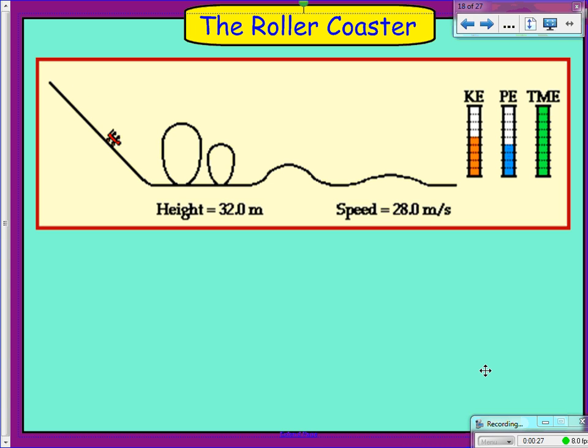If you look at the animation on the screen in front of you, you'll see a very simple example of a roller coaster. As the cart goes through the roller coaster track, I want you to notice some things that are changing. One, right below, you can see the height and the speed is given. But more importantly, I want you to notice on the side, there are three columns. KE stands for kinetic energy, PE stands for potential energy, specifically gravitational potential energy, and then TME stands for total mechanical energy. And I'll write that out.